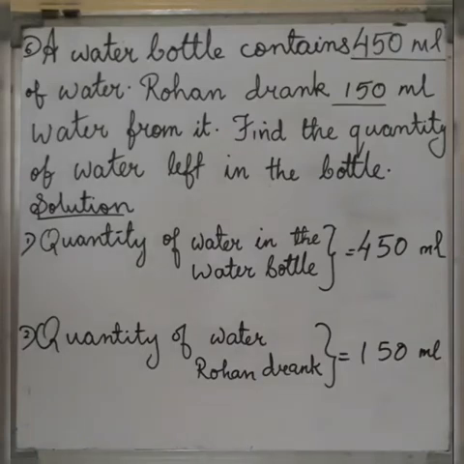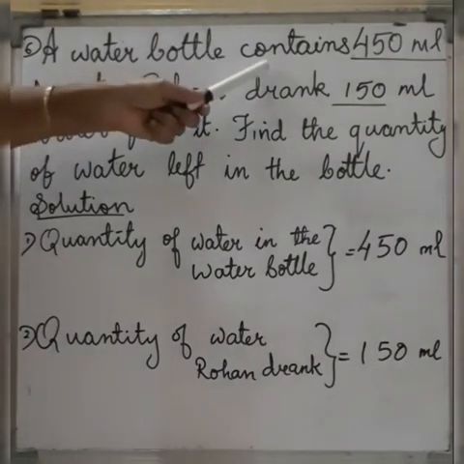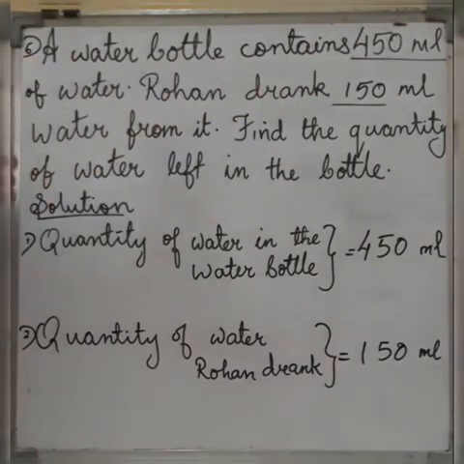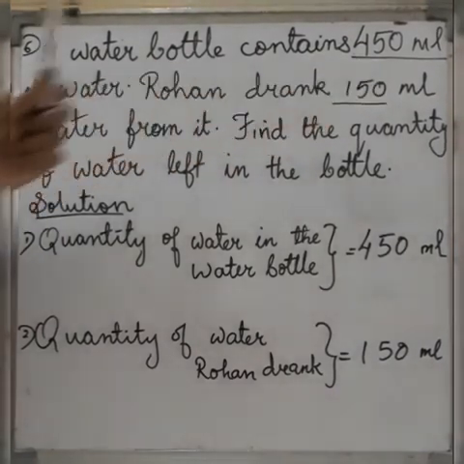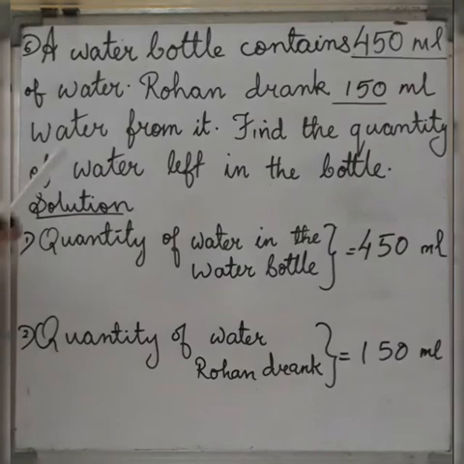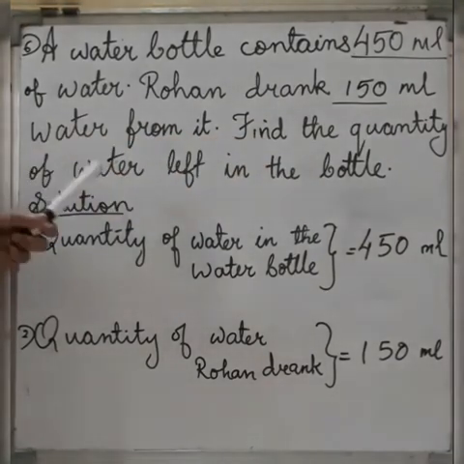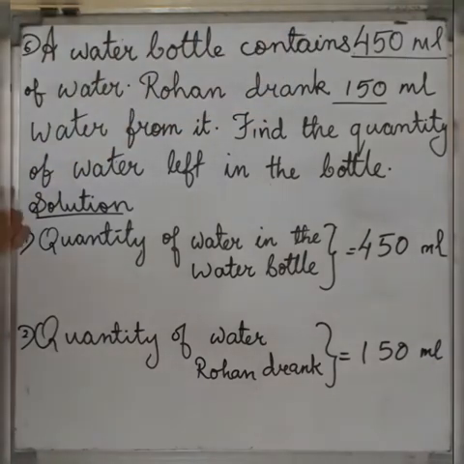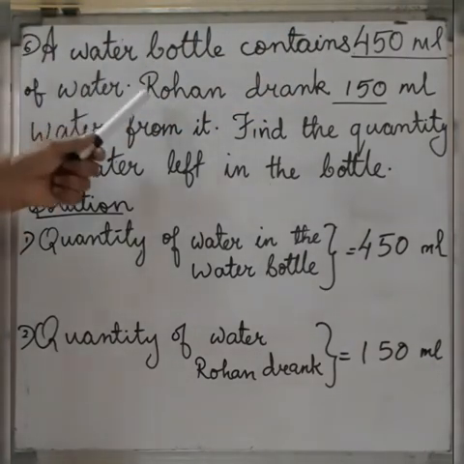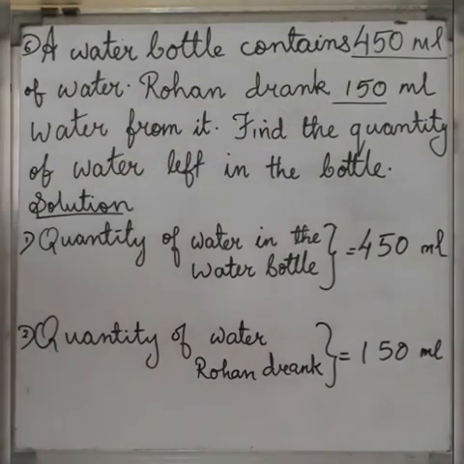The 6th question is, a water bottle contains 450 milliliter of water. Rohan drank 150 milliliter water from it. Find the quantity of water left in the bottle. Here, a bottle contains 450 milliliter water. From that, Rohan drank 150 milliliter water. The question is, we have to find out how much water is left in the bottle now.